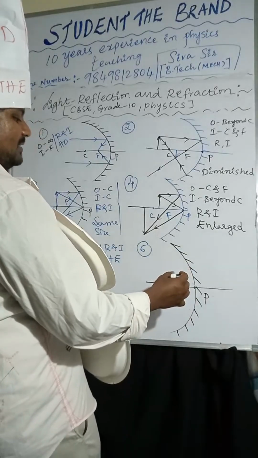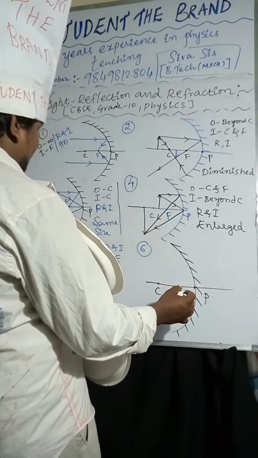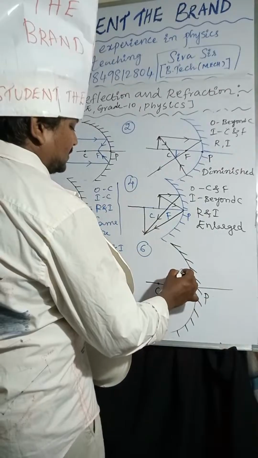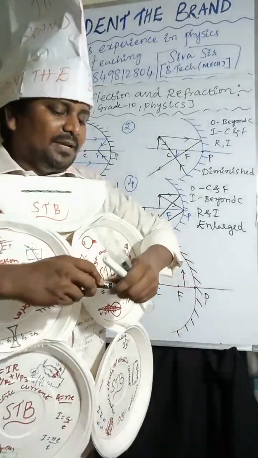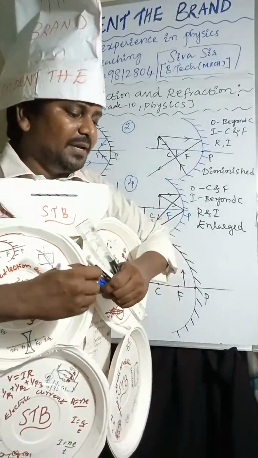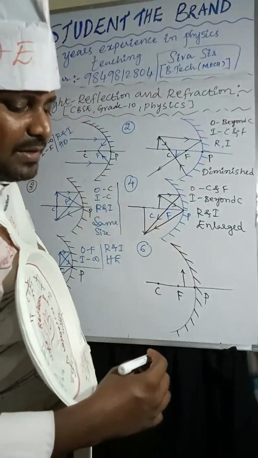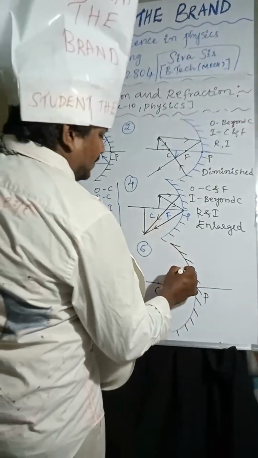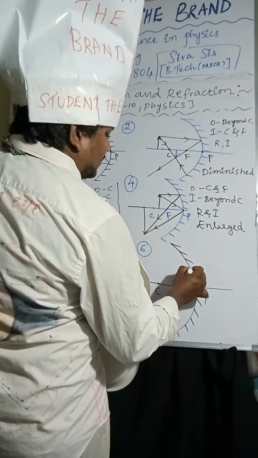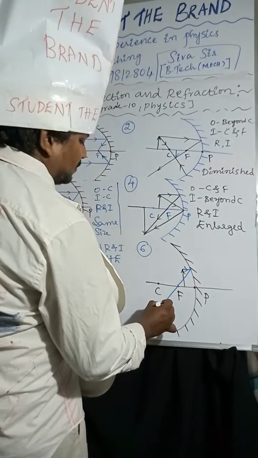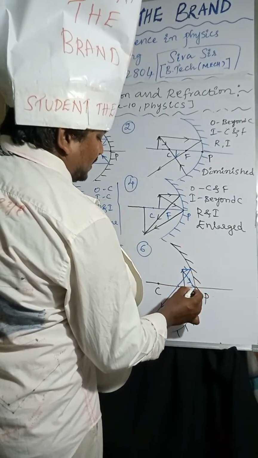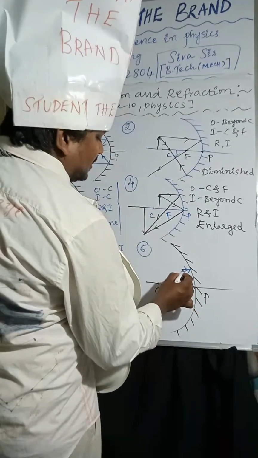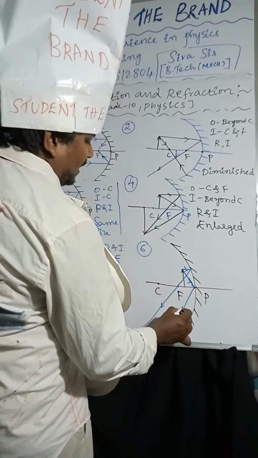So here you can consider the object is placed between F and P. One light ray I am taking like this. How many light rays are required? I said 2 light rays. One ray passes through the focus. Another light ray is incident at the pole, so it reflects back.